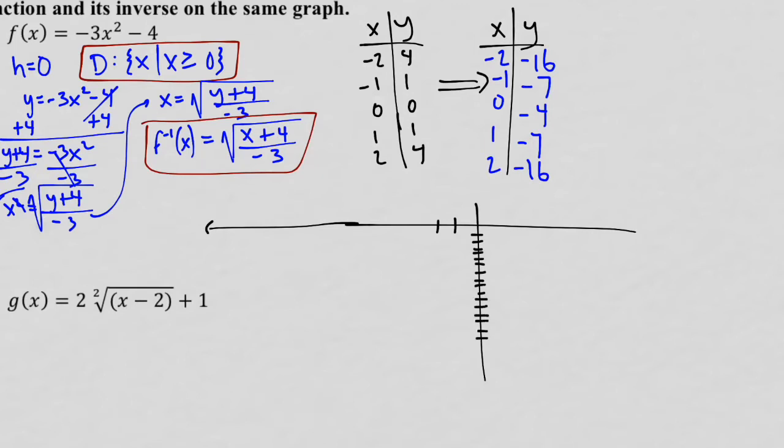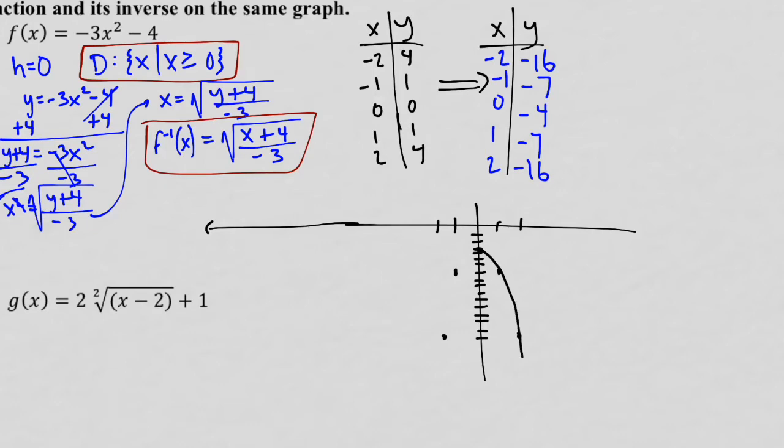This is obviously not going to be a perfect graph, right? Just going to be estimating a lot. -1, -7, right about here. 0, negative 4, right about here. 1, negative 7, right about here. And 2, negative 16, way down here. So there's my graph. Oh, this is wrong. But we can easily fix it.